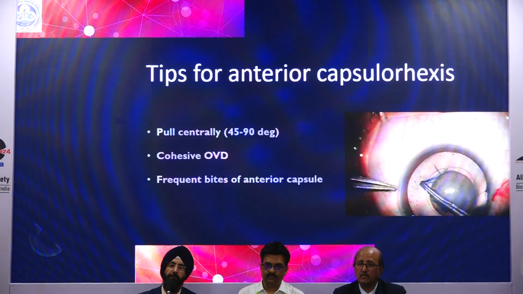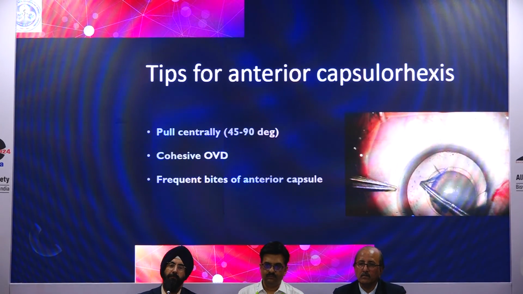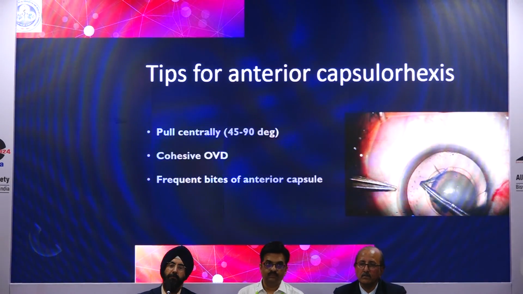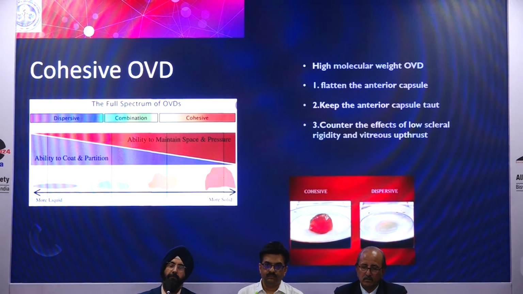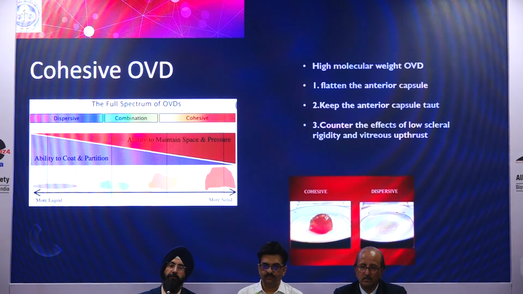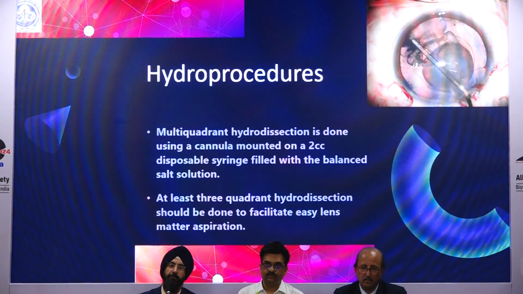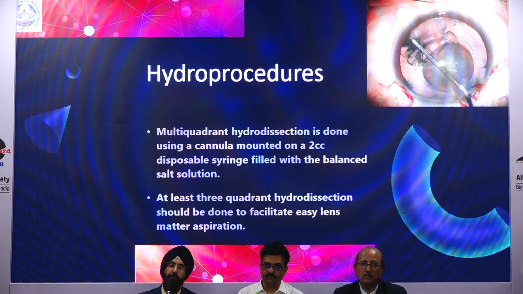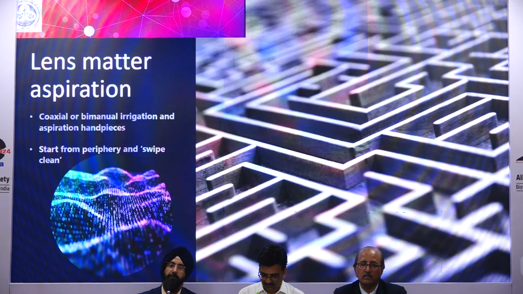The anterior CCC should be around 5 mm, and the posterior CCC should be around 4 mm. Tips are, we should pull the capsular rhexis centrally. We should use a cohesive viscoelastic, and we should take frequent bites of the anterior capsule. So cohesive viscoelastic flattens the anterior capsule, keeps the anterior capsule taut, and counters the effects of low scleral rigidity and vitreous upthrust. Then multi-quadrant hydrodissection should be done using a cannula mounted on a 2 cc disposable syringe, and at least 3 quadrants should be done.